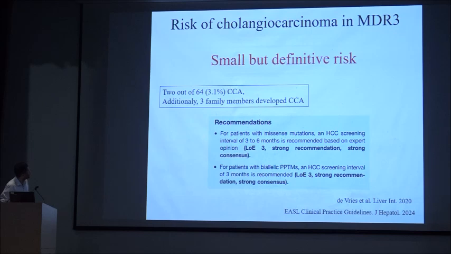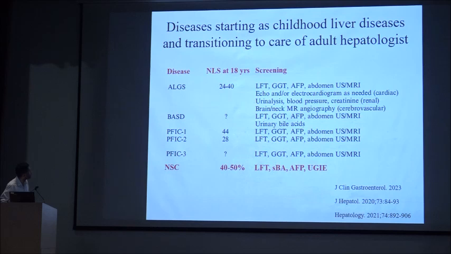There is definite risk of cholangiocarcinoma. Around 3% of patients can develop cholangiocarcinoma, and that's why the EASL recommendation is to do HCC screening and also cholangiocarcinoma screening, especially in patients with LPAC, patients with severe ICP, and in patients with cryptogenic cirrhosis.